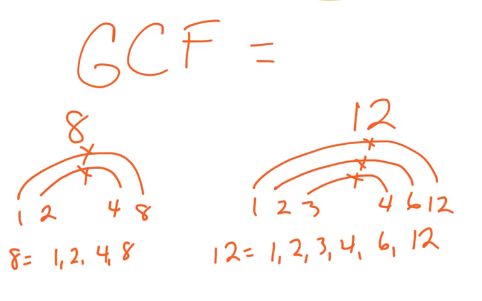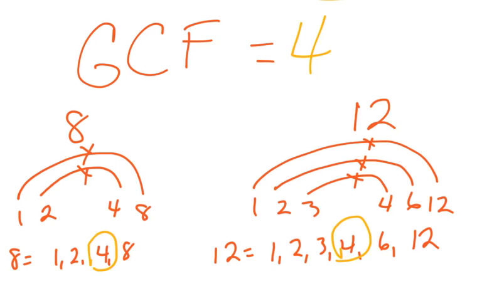And remember, we want to find the greatest common factor between both numbers. We look at all of our factors, and the greatest number they have in common is 4. They have 1 and 2 in common on both of them, but the greatest common factor they have is 4. Remember, the greatest number that they have in common is 4.